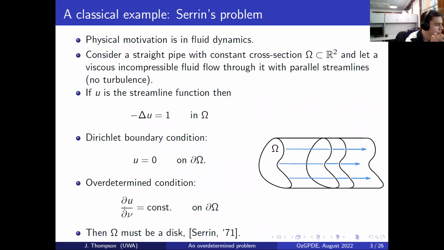Now, James Serrin proves in 1971 that in this situation, you have to have that omega is a disk. So there's no other shape that admits a solution to this equation with all these three properties. So this is the idea, right? We're given a solution to a PDE. We impose an extra condition called the overdetermined condition, and then we want to classify the regions that admit a solution.